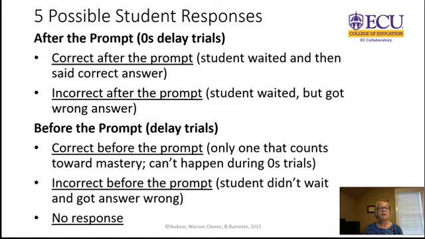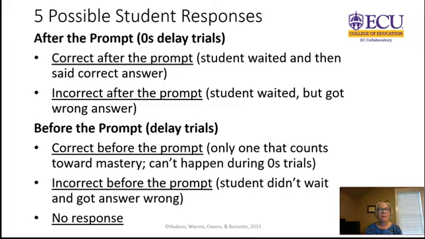So here are the 5 possible student responses in constant time delay. You can have a correct after the prompt, and that's where the students have waited and then said the correct response. You can also have an incorrect response after the prompt. So the student waited, you said the prompt, but they said it incorrectly after you.